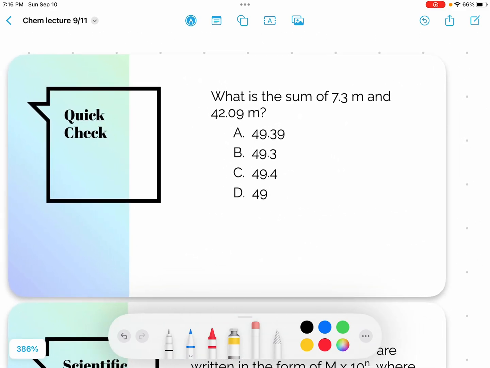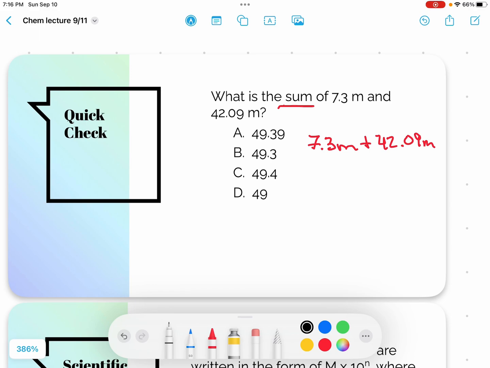All right, let's do a couple quick checks. So what is the sum of 7.3 meters and 42.09 meters? Okay, well, first I have to figure out what type of math am I doing. The word sum means to add, so that means I'm going to add these two numbers together. 7.3 meters plus 42.09 meters. Well, since I'm adding, I only worry about what's behind the decimal.